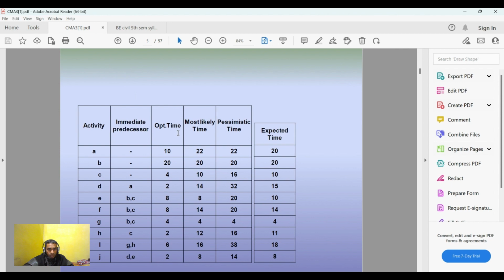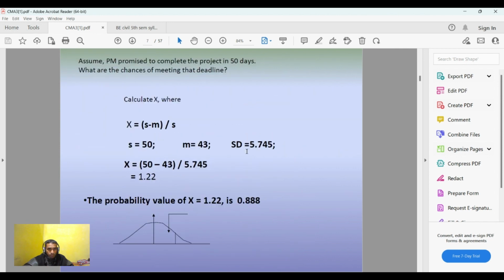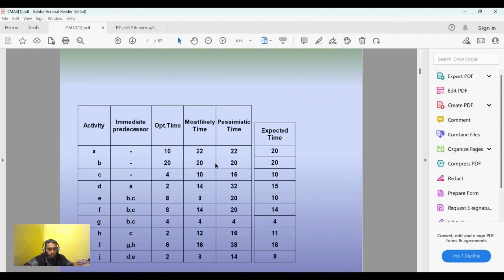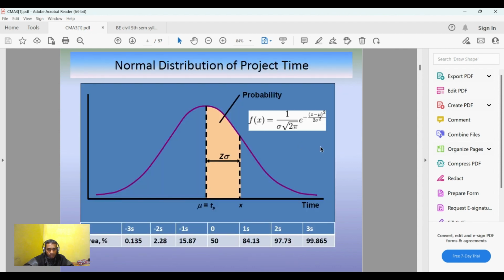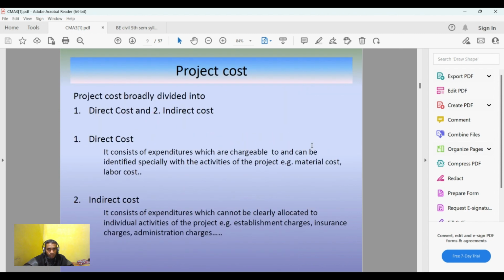So we'll be just ignoring the first few slides here, and these are not important. These are not required for us because this is standard deviation and probability and normal distribution. All that was covered in a previous syllabus. Okay, so we don't need to study that. So we are basically starting from project cost.